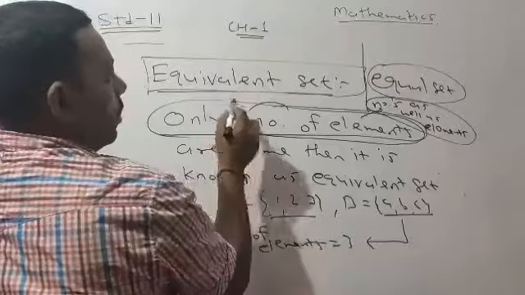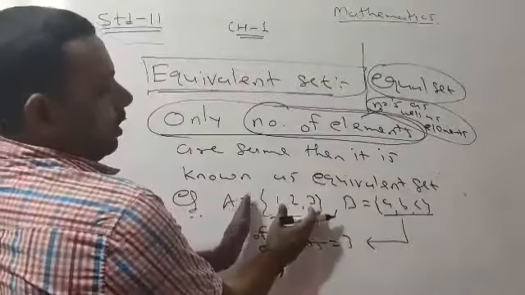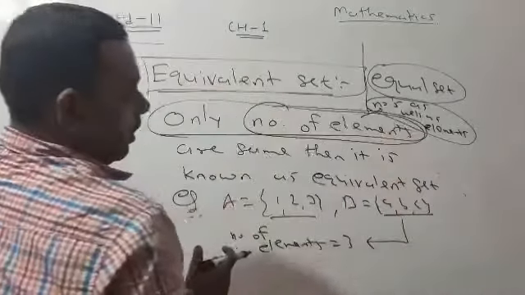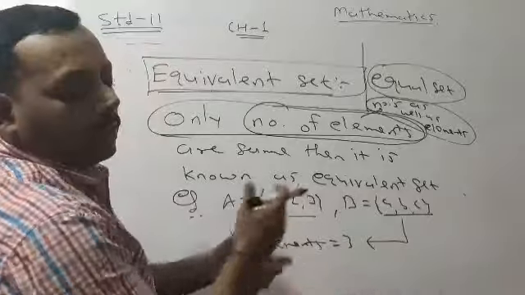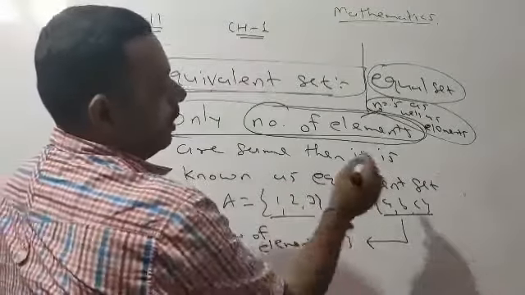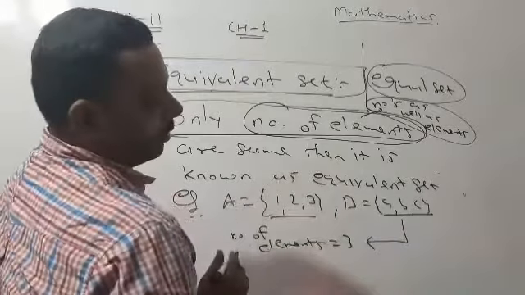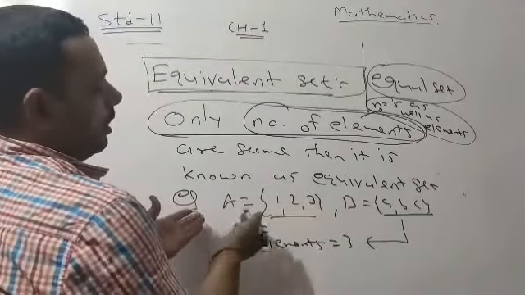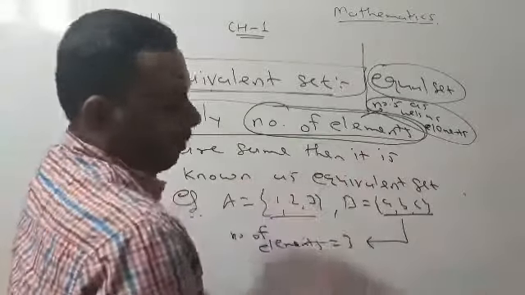But in equivalent set, only the number of elements is equal. Here also 3 elements, here also 3 elements. Here might be 1, 2, 3, there there will be 4, 5, 6, or A, B, C, or 5, 6, 7. Only 3 elements are there. Okay, you may write Magan, Chagan and Raman. Then also it is considered as equivalent set because there are 3 elements.